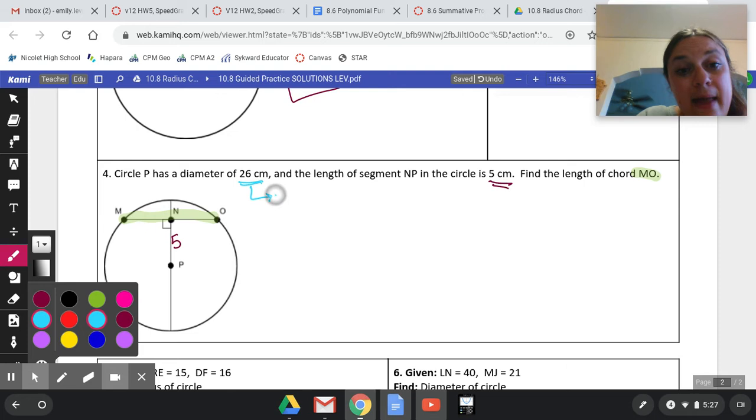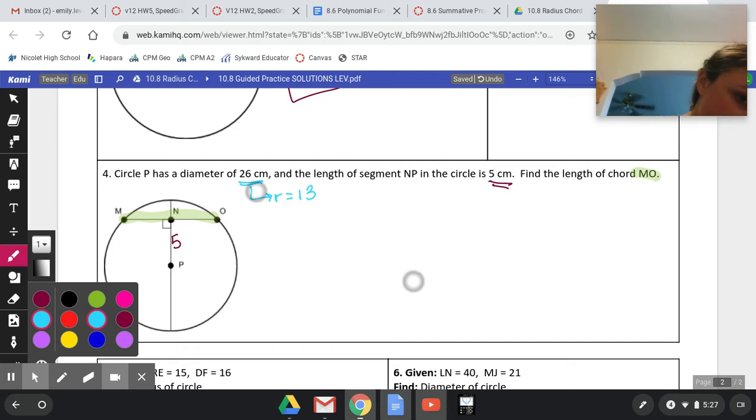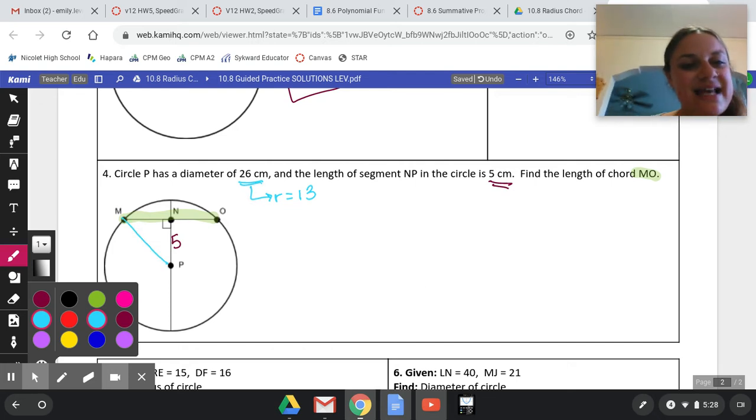Okay, so if I know the entire diameter is 26, that tells me that my radius is equal to 13, because I take the diameter and cut it in half. Now I'm going to use that. Once again, I am going to draw in a line segment here. That is my radius, and that is 13.